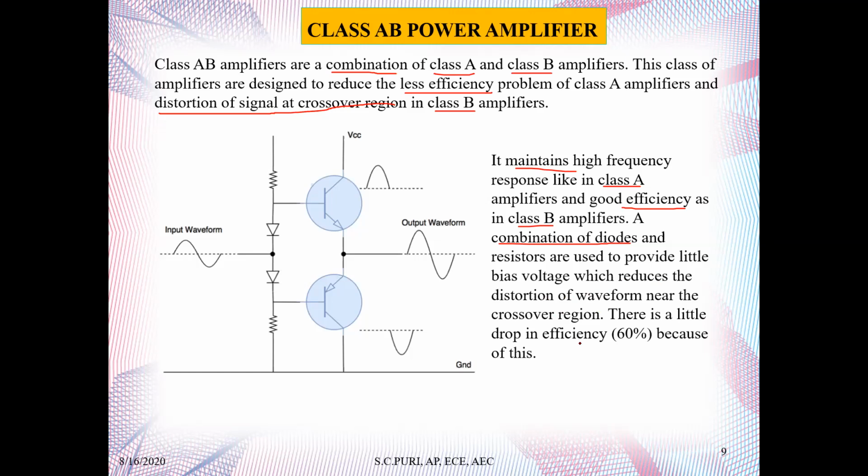There is a little drop in efficiency, to 60% compared to class B's 75%, because of this. But the frequency response is good, and even the distortion problem, which was there in the previous two classes of amplifiers, is solved.